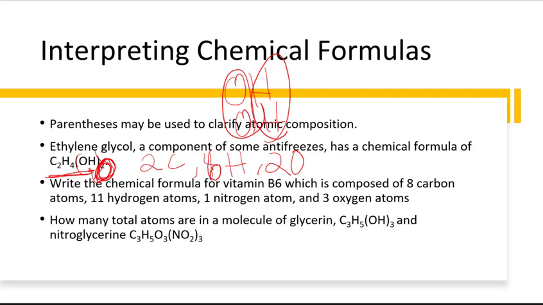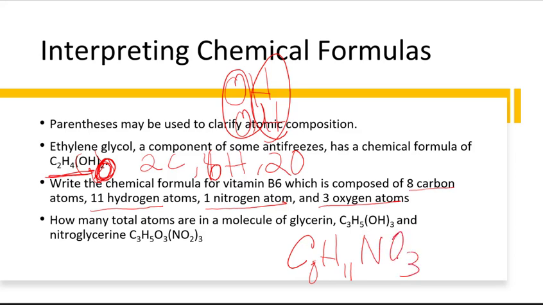Let's try writing a chemical formula for vitamin B6, which is composed of 8 carbon atoms, 11 hydrogen atoms, 1 nitrogen, and 3 oxygens. C8, H11, NO3. Why don't you pause and try to figure out how many total atoms are in a molecule of glycerin?